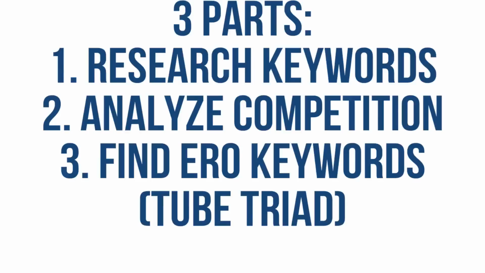So there are 3 parts to the VKRA YouTube traffic formula. And the first is to research keywords. Second, analyze the competition. And 3, find easy rank opportunity keywords, or I'll show you later, they're called tube triad keywords. And once you get this right, once you nail this, you are 80% of the way to the finish line.